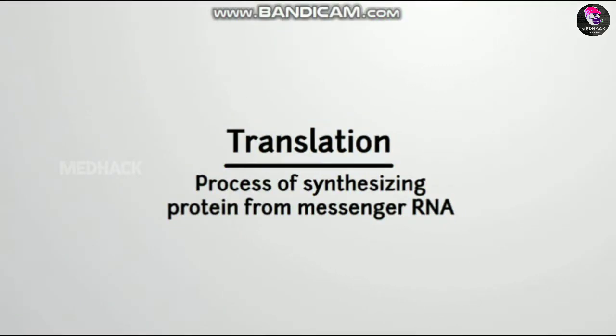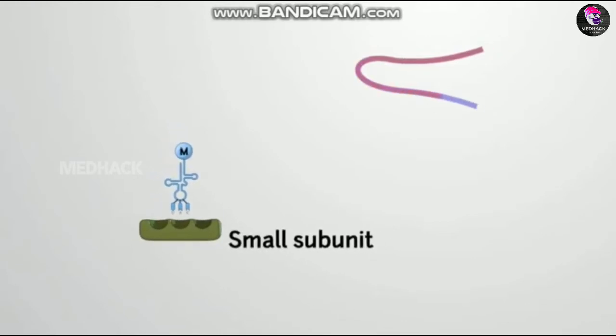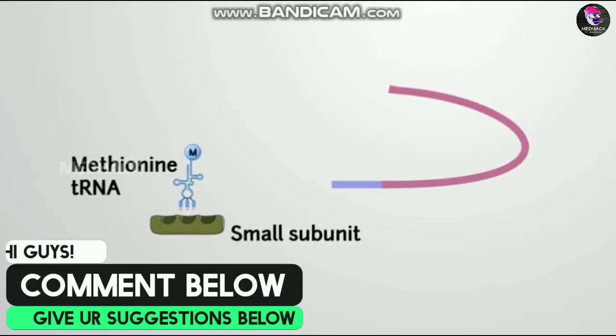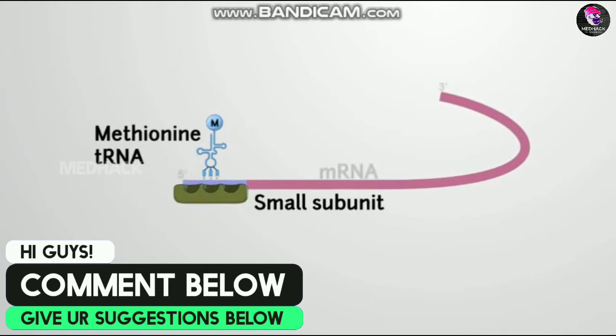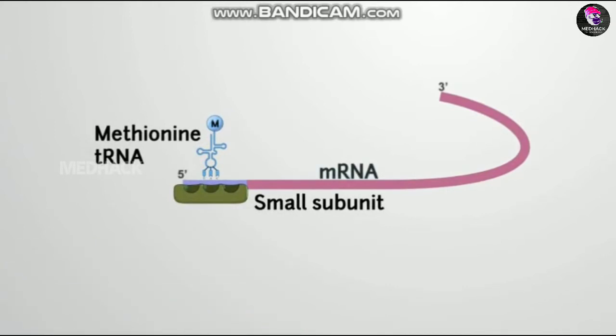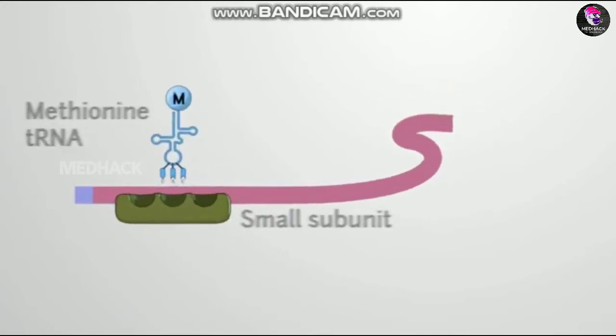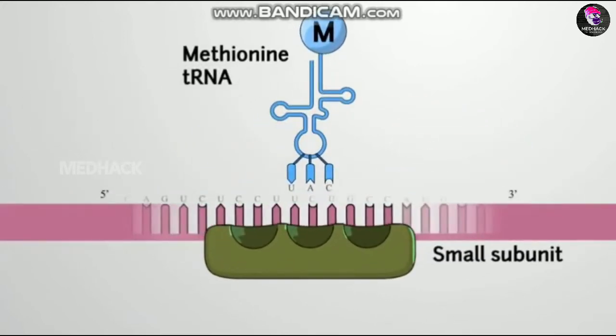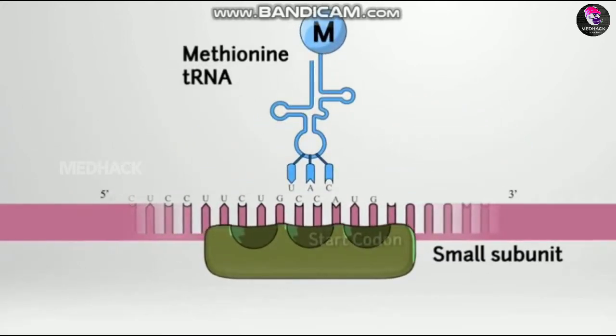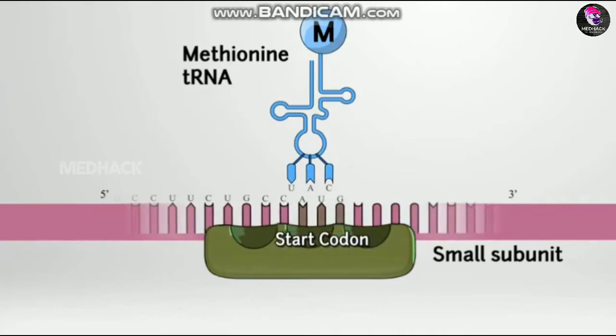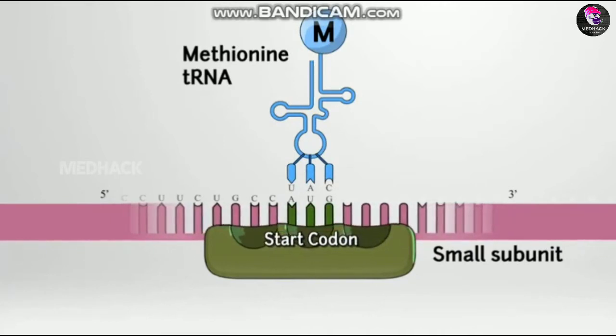Translation is the process of synthesizing a protein from a messenger RNA template. This process begins when the small subunit of a ribosome, coupled to a methionine tRNA, binds to the 5' end of an mRNA. The small subunit then starts scanning in a 5' to 3' direction until it encounters an AUG codon that will serve as the translation initiation site.